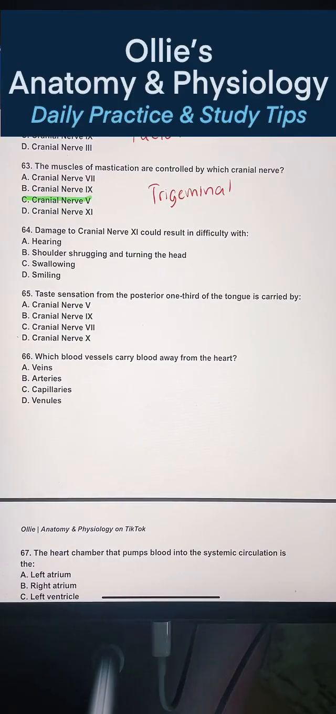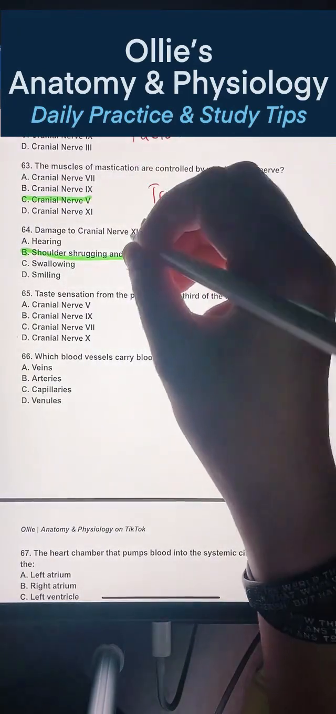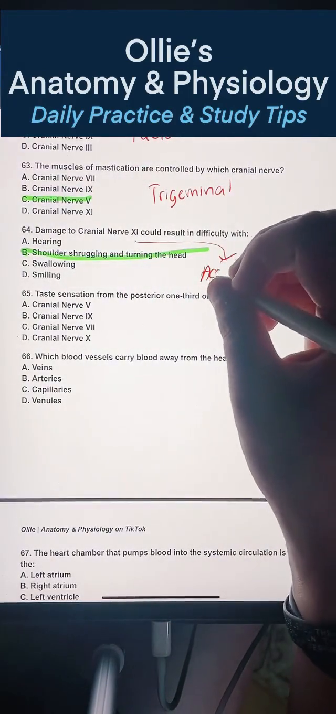Awesome, I'm seeing a lot of B's. You're absolutely correct. It is B. It is going to be shoulder shrugging and turning the head. That is going to be our accessory nerve.